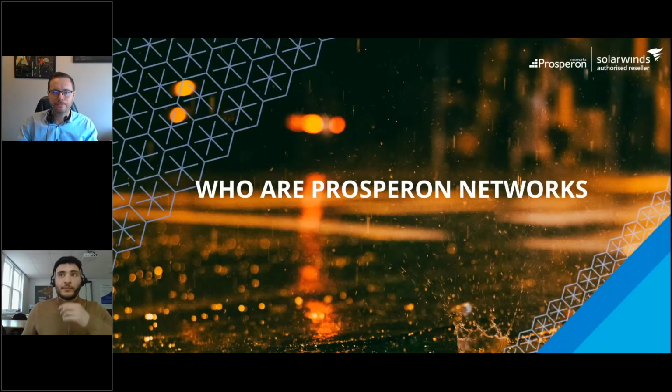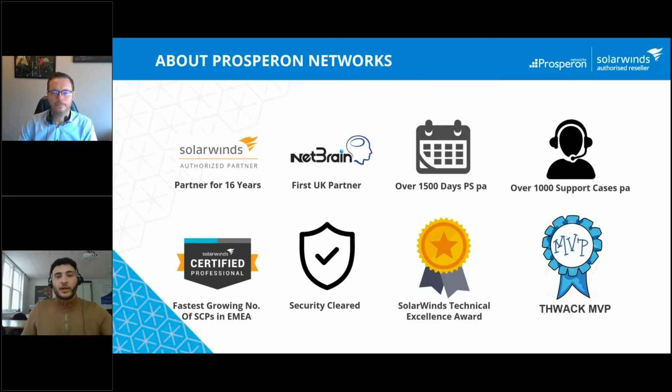So moving on now to who are Prosperon Networks. Prosperon at a glance, Prosperon have been an authorized partner of SolarWinds for 16 years. Although SolarWinds is our bread and butter, we also work with a number of other vendors, and we are the first UK partner for NetBrain. Our professional services team have delivered over 1,500 days of SolarWinds professional services per year. And last year we assisted with over 1,000 support cases, which were resolved by our support team internally here. We are the fastest growing partner in EMEA of SCP engineers, that's SolarWinds certified engineers. And a number of our engineers are also security cleared, which allows them to work on secure and sensitive environments. Over the years, we've been awarded multiple SolarWinds accreditations, and we also have 2 FWAC MVPs under our team.